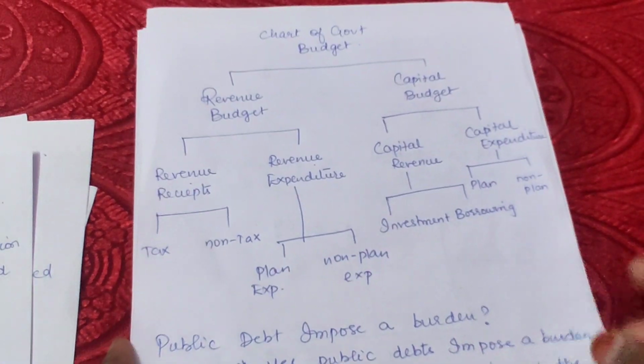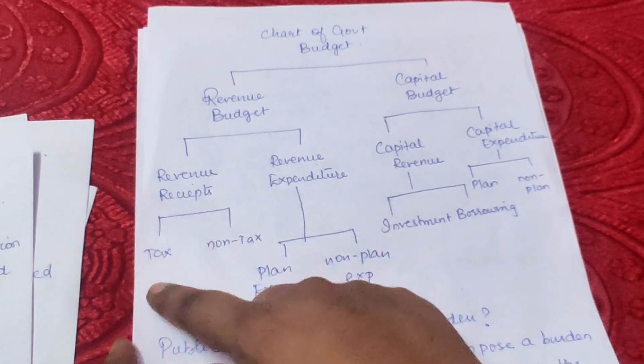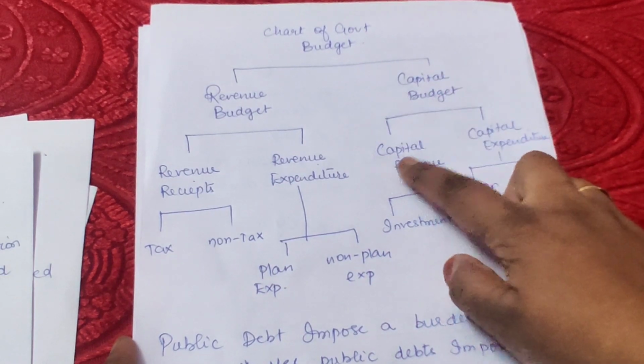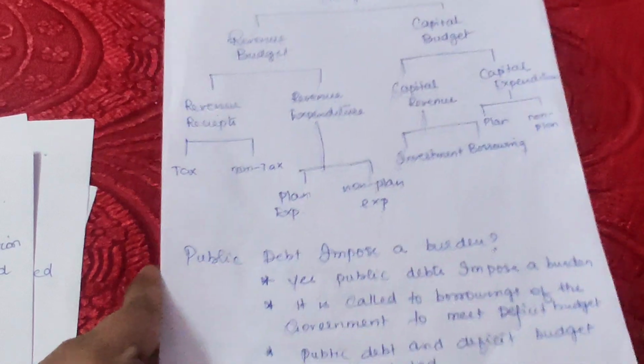Chart of the government budget. We have the revenue budget and the capital budget. Revenue budget: revenue receipts and revenue expenditure. Revenue receipts: tax and non-tax. Revenue expenditure: plan and non-plan. Capital budget: capital receipts and capital expenditure. Investment and borrowing, plan and non-plan expenditure.